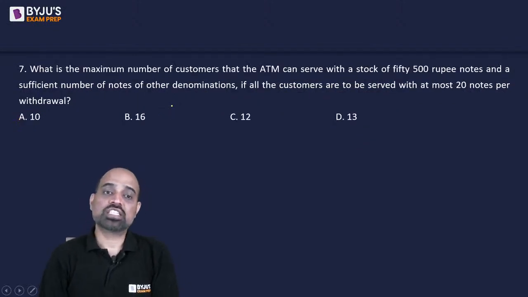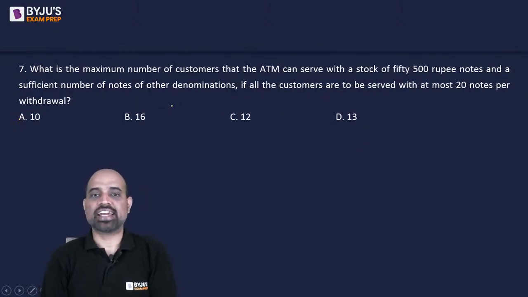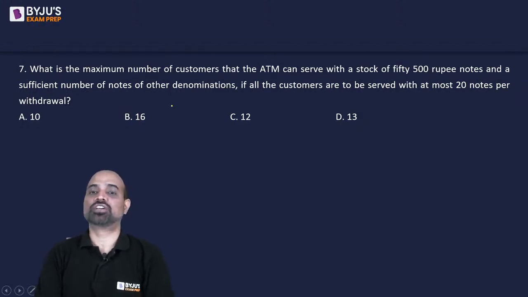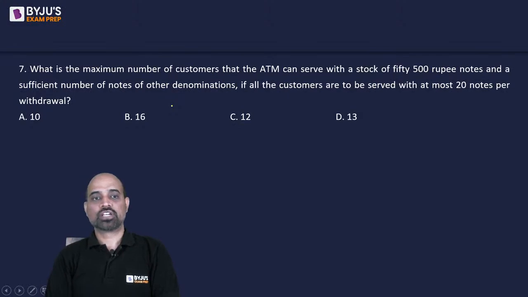Next question is, what is the maximum number of customers that the ATM can serve with a stock of 50 500 rupee notes and a sufficient number of notes of other denominations, if all the customers are to be served with at most 20 notes per withdrawal? So in this particular question, if you read it carefully, there is no preference discussed.